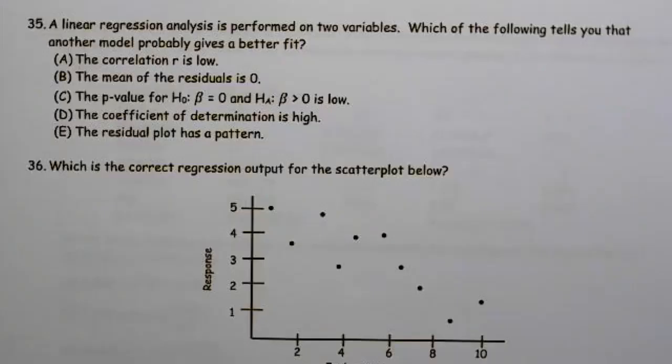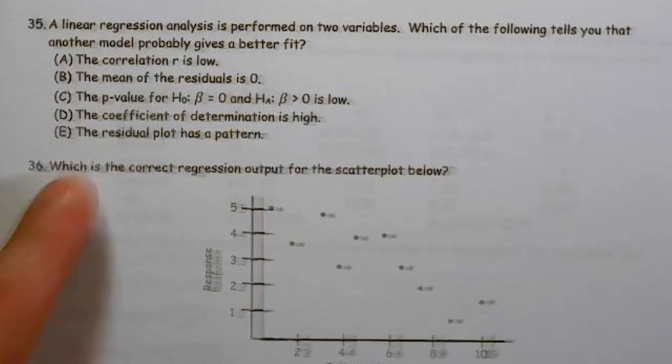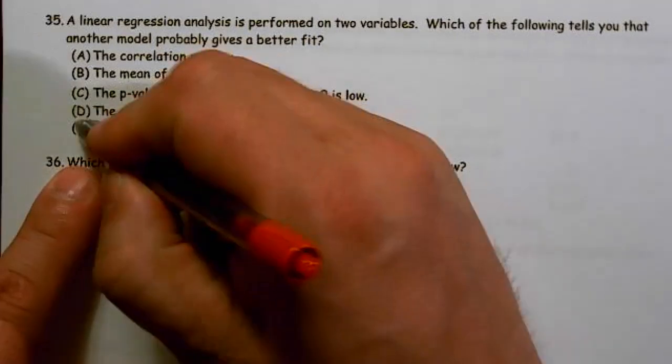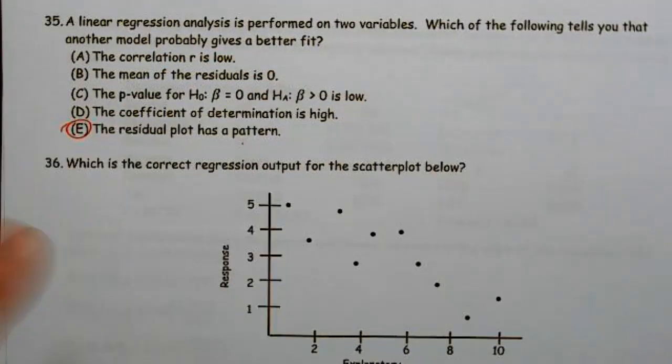Number 35, a linear regression analysis performed on two variables. Which of the following tells you that another model is probably a better fit? The first thing I always look for is if the residual plot has a pattern. The next thing I would look for is to see if the scatter plot is nonlinear. In this case, they tell me the residual plot has a pattern, so that's my best case. This is what I'm looking for.